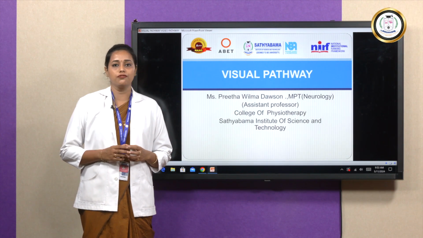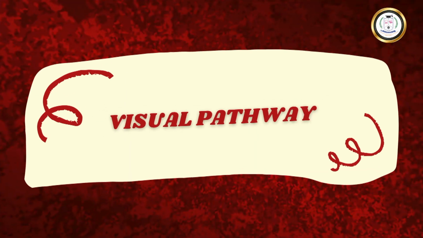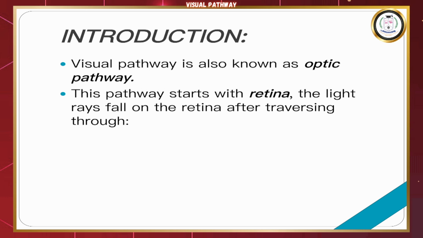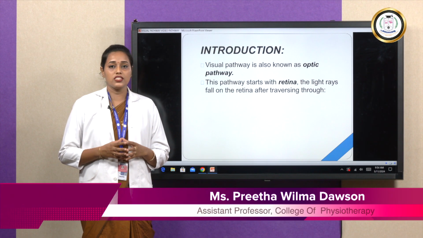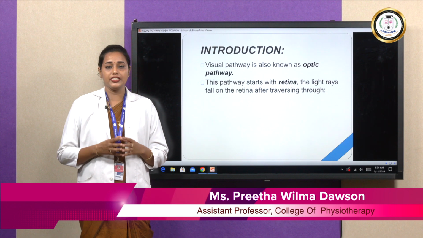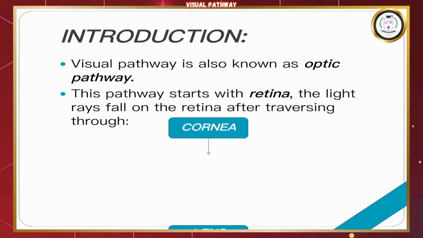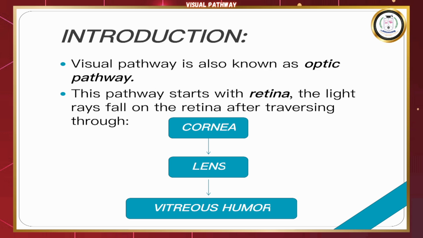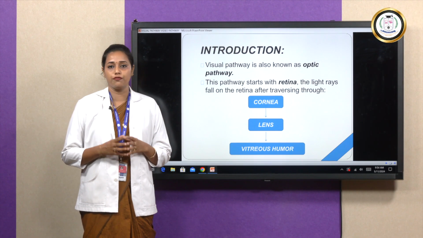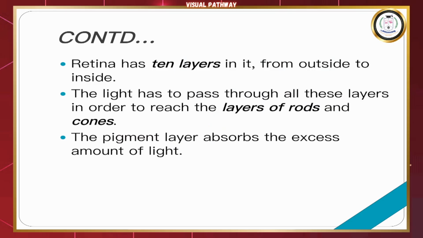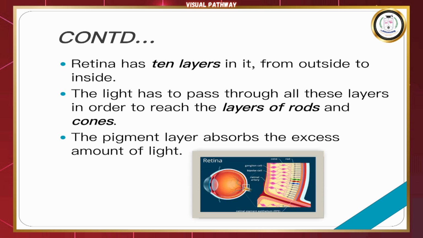In today's session, we are going to learn about the most important topic, visual pathway. Visual pathway is also known as optic pathway. This pathway starts from retina. The light enters the retina after traversing through cornea, lens, and vitreous humour, which is the intraocular fluid. Retina has 10 layers in it, as you can see in this picture.